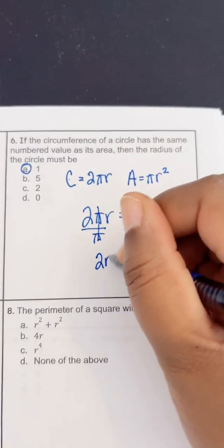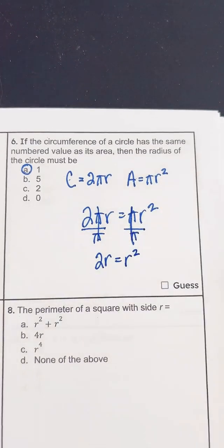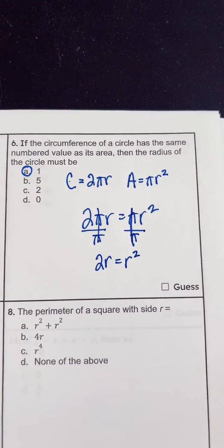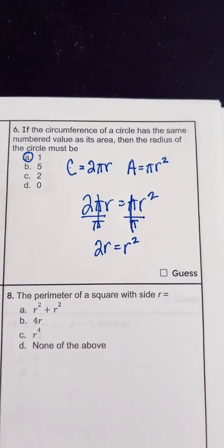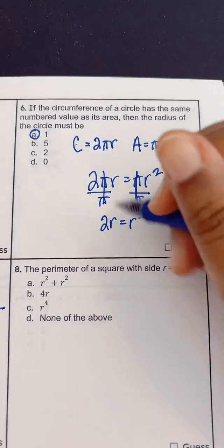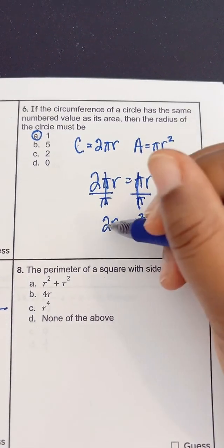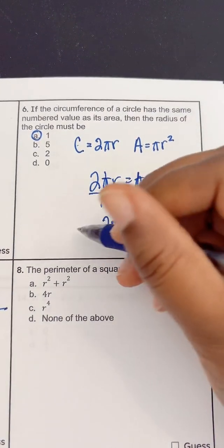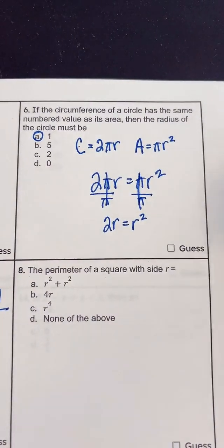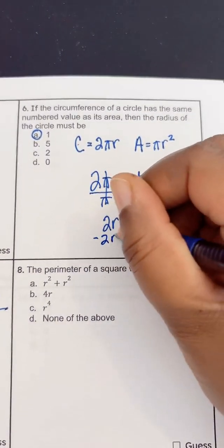And we end up with 2r equals r squared. Yeah, I see people saying 2. That's what I was thinking. And then, okay, let's bring this over. Let's bring something over, right? So let's say if we subtract.